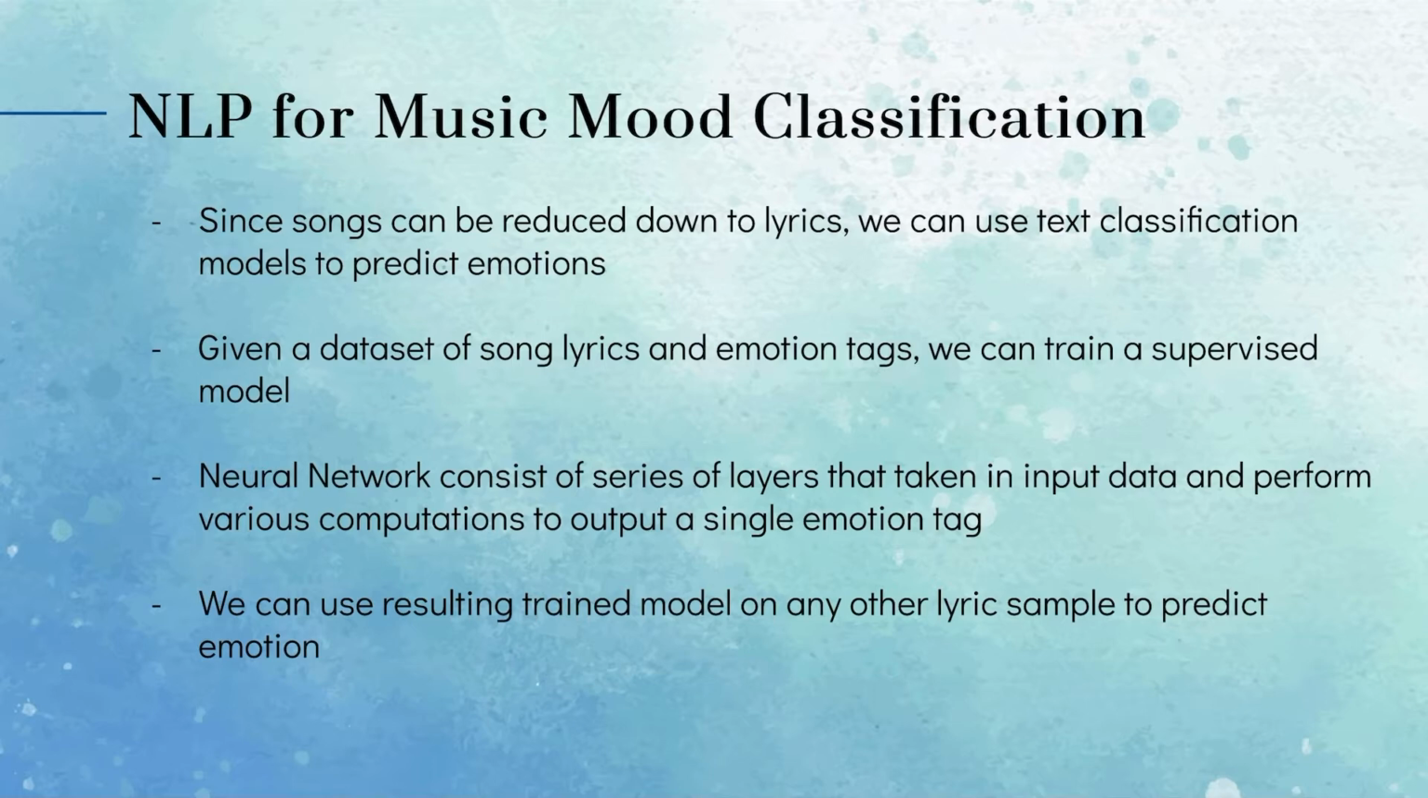Neural networks consist of a series of layers which take in input and perform computations to output a single emotion tag. We can use the resulting trained model on any other lyrics to get predictions of emotion.